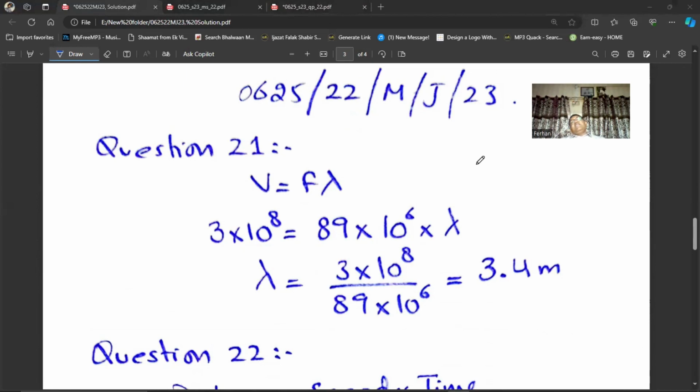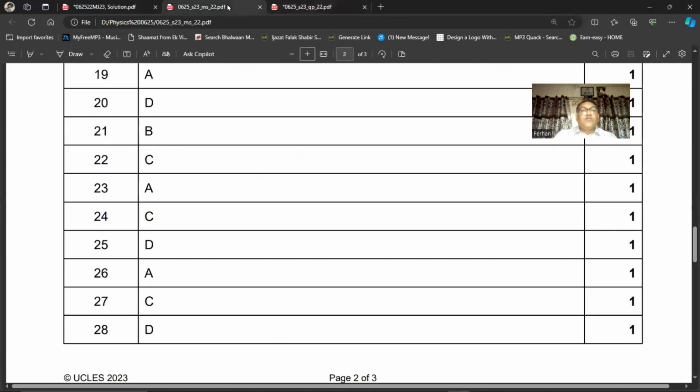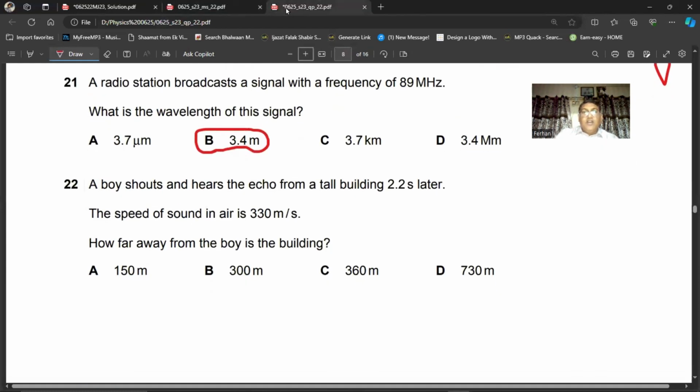So v = fλ, where v is 3 × 10^8, f is 89 × 10^6 hertz, and λ is the unknown. So λ will be equal to 3 × 10^8 divided by 89 × 10^6, and the answer will be 3.4 meters. So the answer is 3.4 meters. I think B is the right answer, sir. So let's check question number 21. B is the right answer, sir.